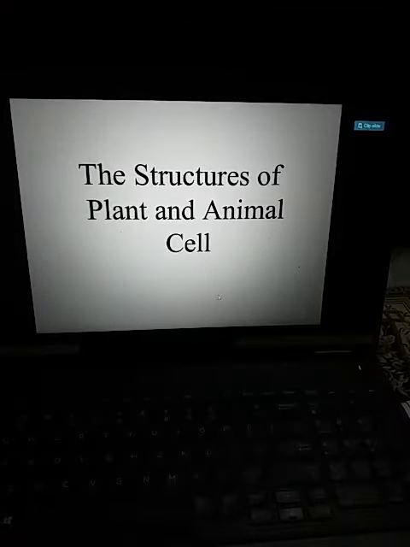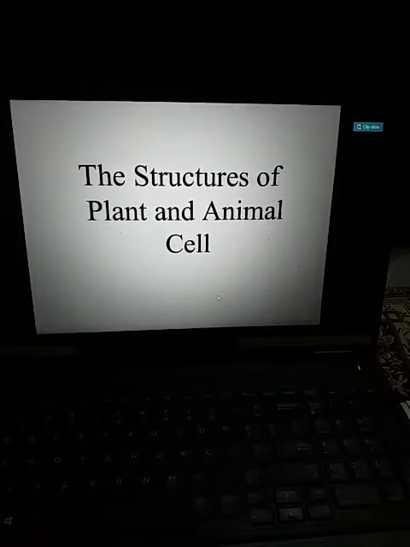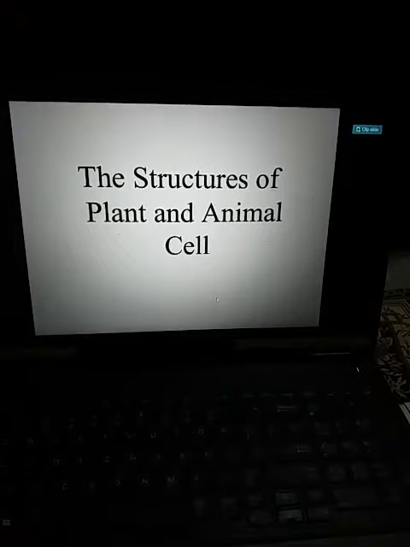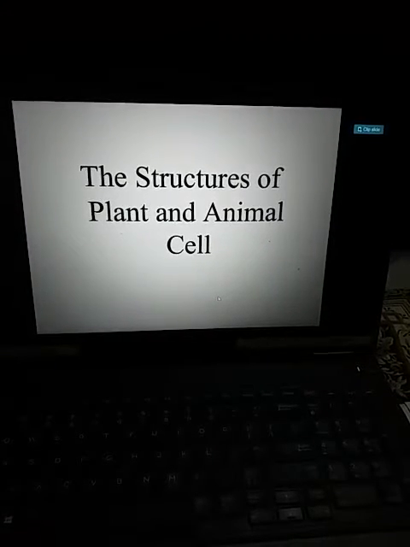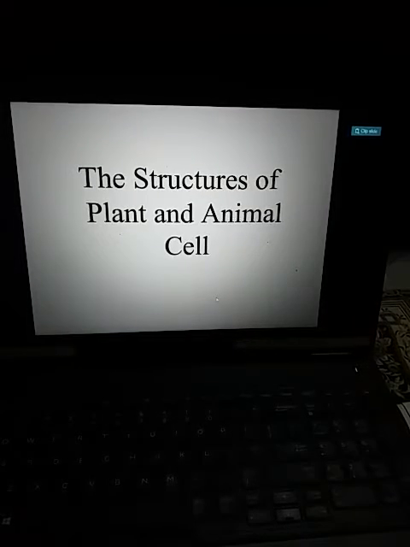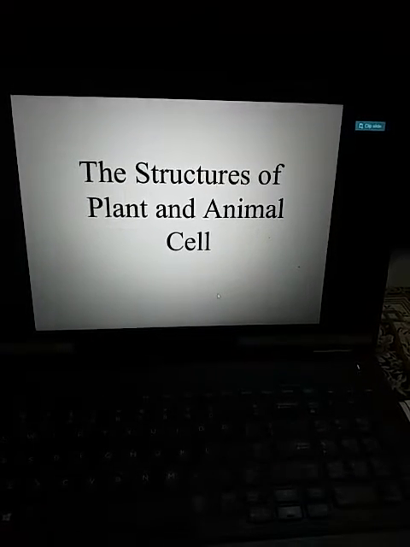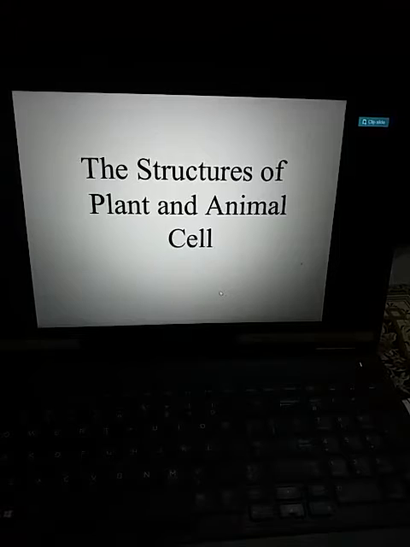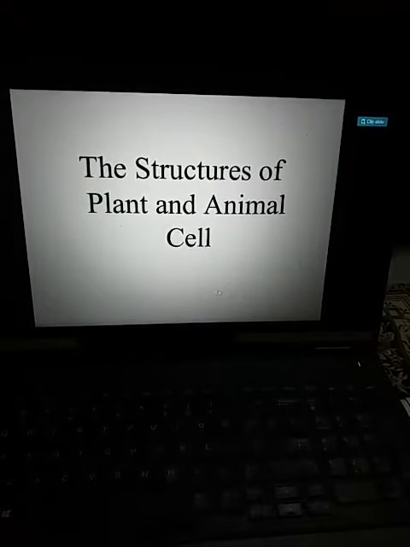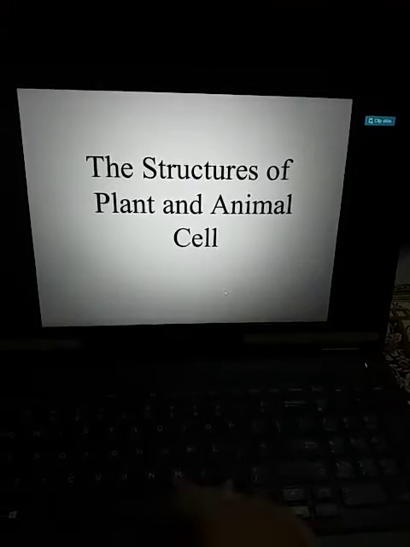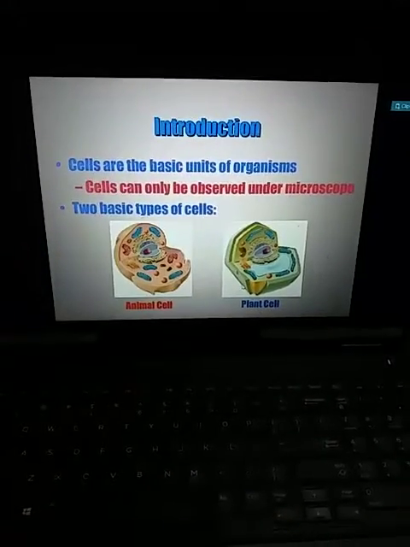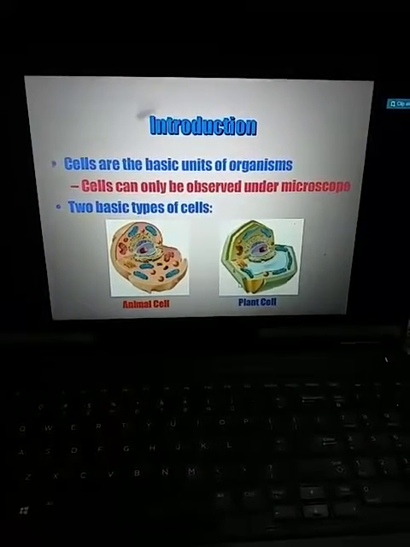Cell structure and function is chapter number 1, in which we have learned the different techniques which are used in cell biology. And now we are going to learn about the different types of cell components, their organelles, their structures and functions. Before moving towards these topics, we will have a small introduction to the structures of the plant and animal cell and their comparison.